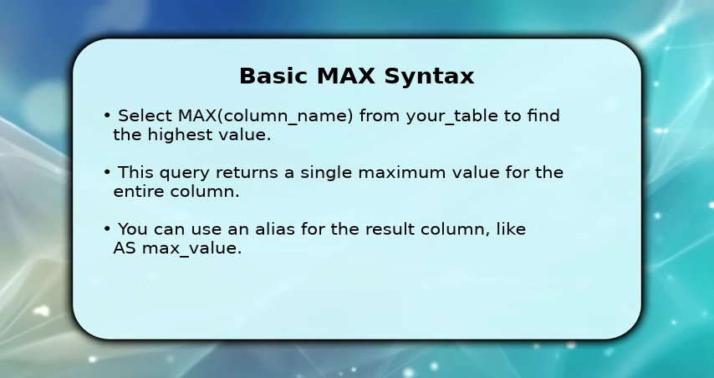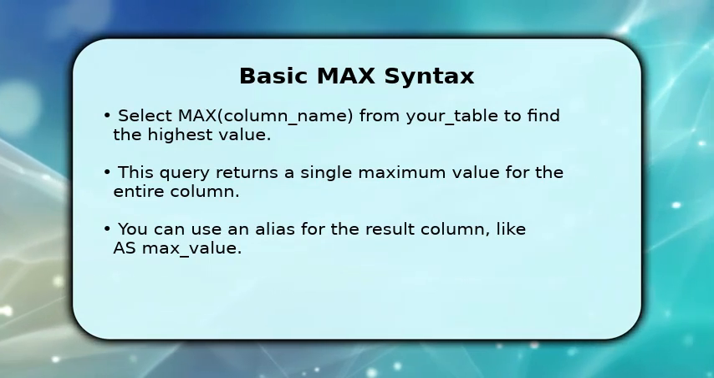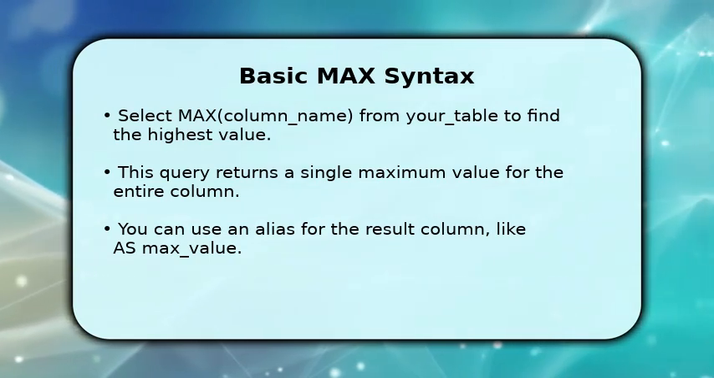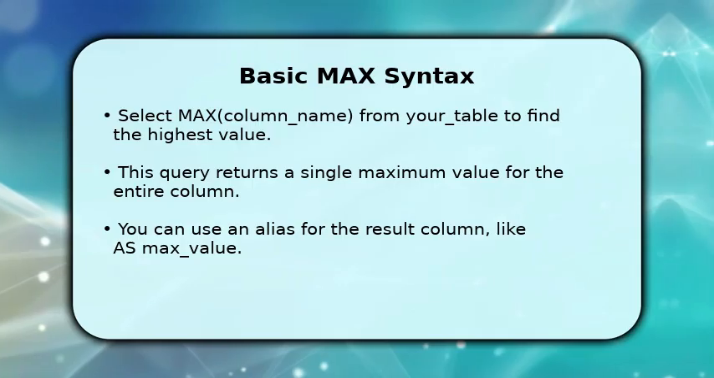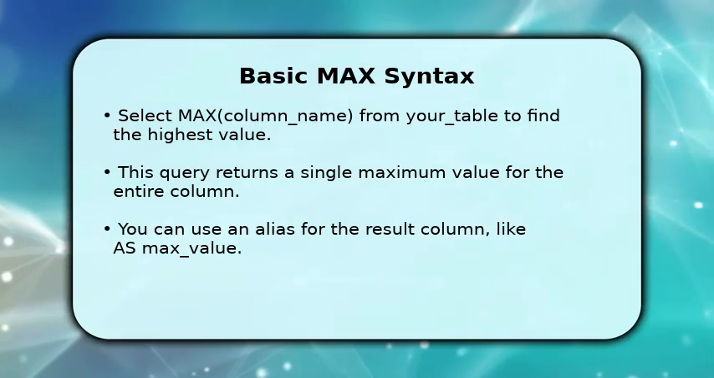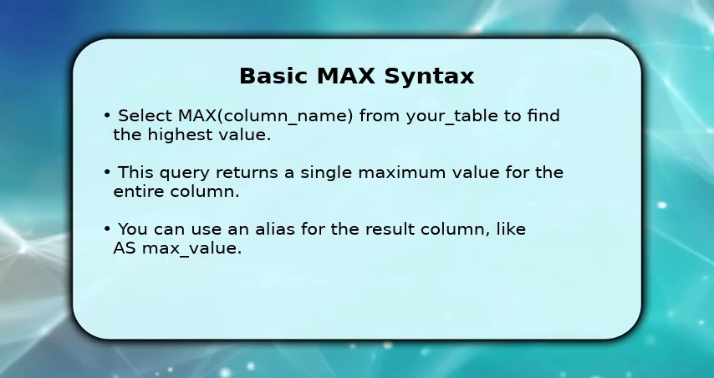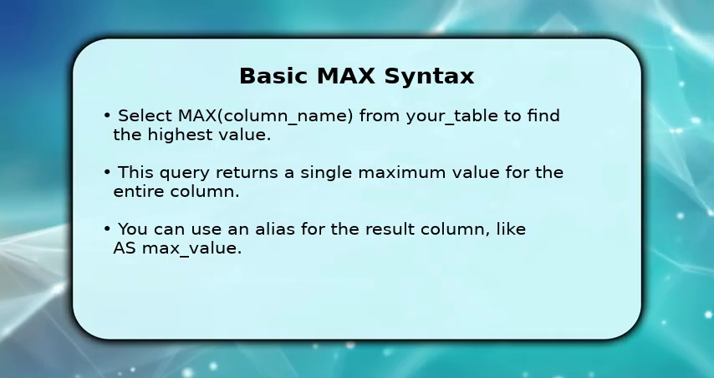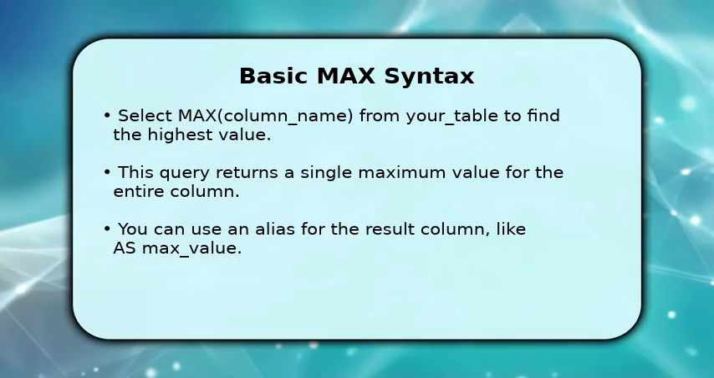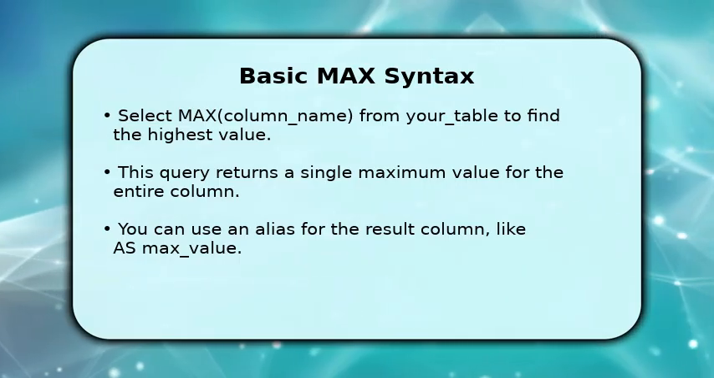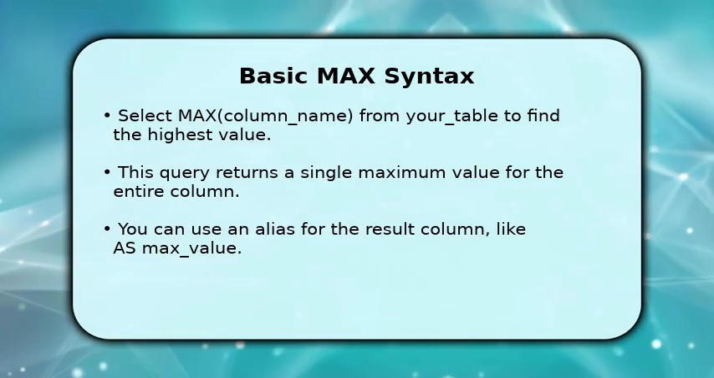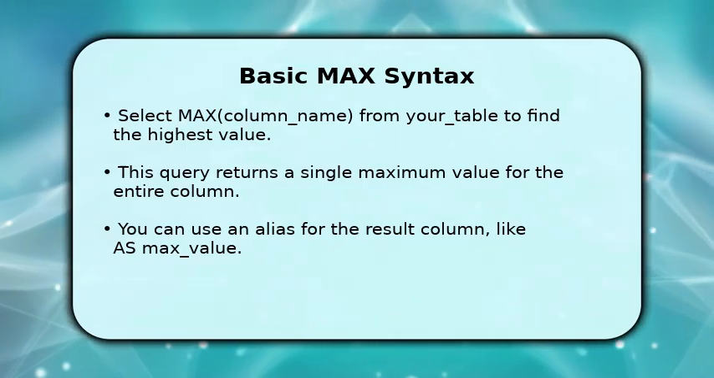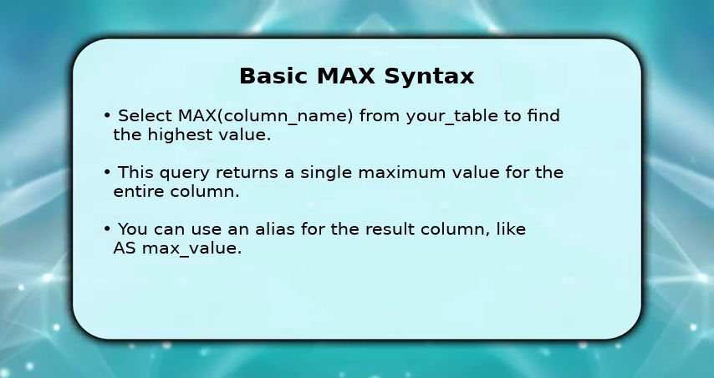Let's look at the basic syntax for using MAX. You simply select MAX followed by the column name in parentheses, then from your table name. For instance, to find the highest price in a products table, you'd use SELECT MAX(price) FROM products. This will give you one single value, the absolute maximum. You can also give this result a clearer name using an alias, such as highest_price.